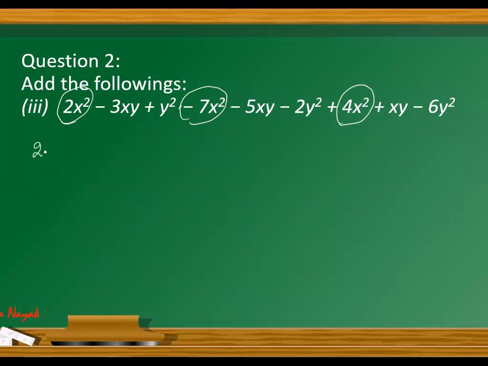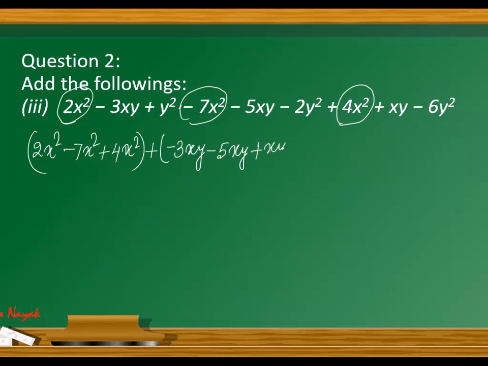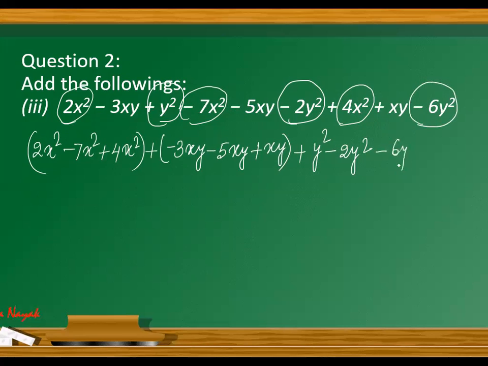So 2x² minus 7x² plus 4x². Then I'll go for xy minus 3xy minus 5xy plus xy. Then I'll go for y² minus 2y² minus 2y² minus 6y².